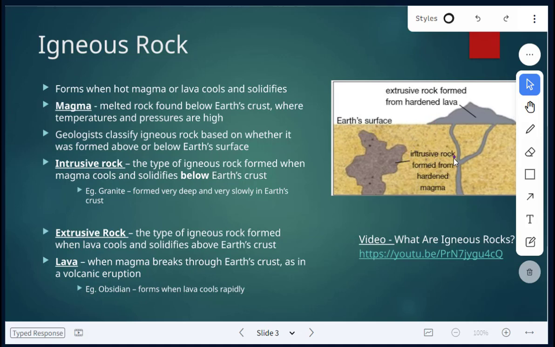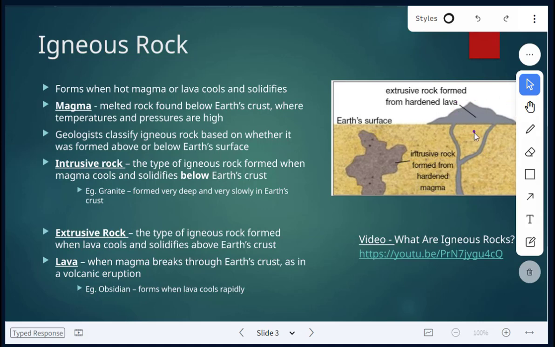There's intrusive rock. Intrusive rock is the type of igneous rock that's formed when magma cools and solidifies below Earth's crust. For example, granite is formed very deep and very slowly in Earth's crust. And then extrusive rock is a type of igneous rock that's formed when lava cools and solidifies above Earth's crust.